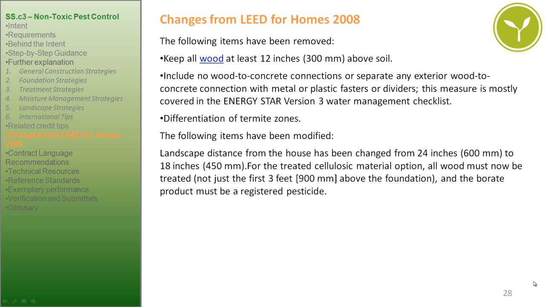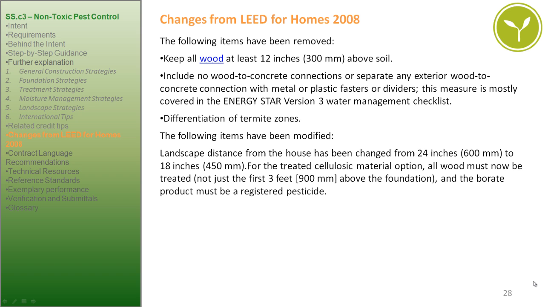Keep all wood at least 12 inches or 300 mm above soil. Include no wood to concrete connections, or separate any exterior wood to concrete connection with metal or plastic fasteners or dividers. This measure is mostly covered in the Energy Star version 3 Water Management Checklist.